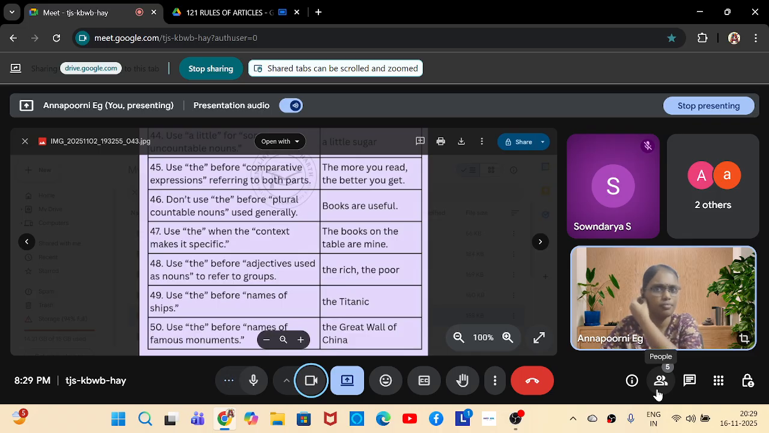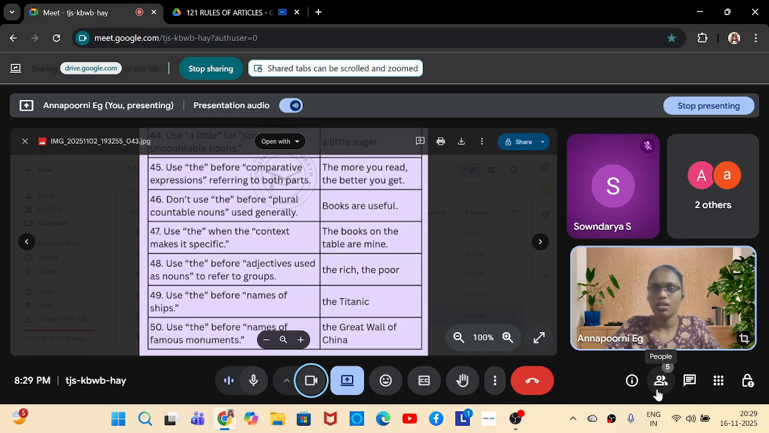TNSRTC, yeah? I think it's TNSRTC, yeah. Okay, so be it anything. So the KSRTC buses, like this. Bus is the name there. Okay. Now moving to the 50th use.